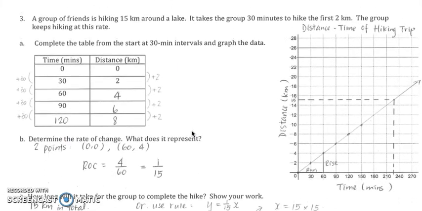Number 3. A group of friends is hiking 15 kilometers around the lake. It takes the group 30 minutes to hike the first 2 kilometers. The group keeps hiking at this rate. A. Complete the table from the start at 30-minute intervals and graph the data.